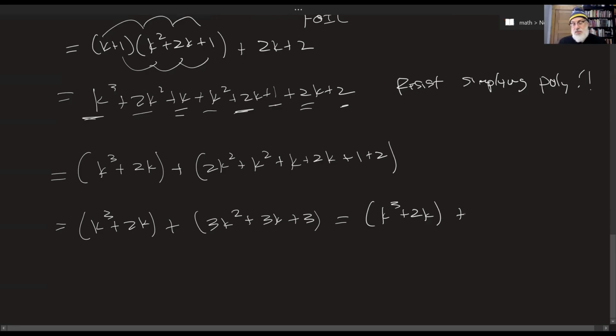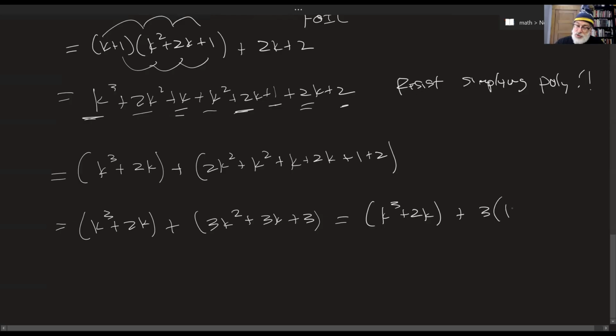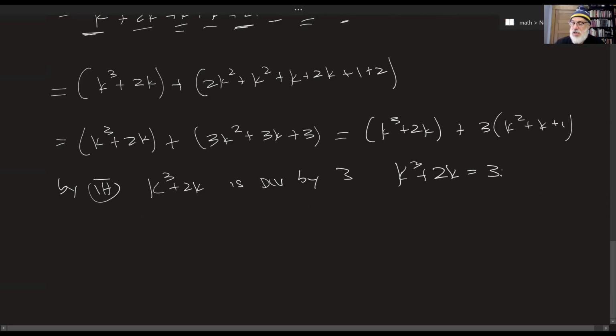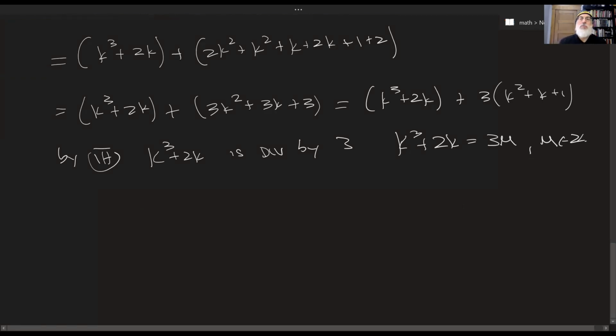So let's notice on this second term, 3k squared plus 3k plus 3, each term has a 3, so I'm going to factor out that 3, which leaves us with a k squared plus k plus 1. Now, by the induction hypothesis, again, we said that k cubed plus 2k is divisible by 3. And what we said was divisible by something is equal to a multiple of it. So we can write k to the third plus 2k is equal to 3 times some integer. Let's say m. I'm just picking a letter. You don't have to use m. M is just an integer. So k cubed plus 2k is equal to 3 times some integer. We don't know what it is, but that is true because it's divisible by 3.